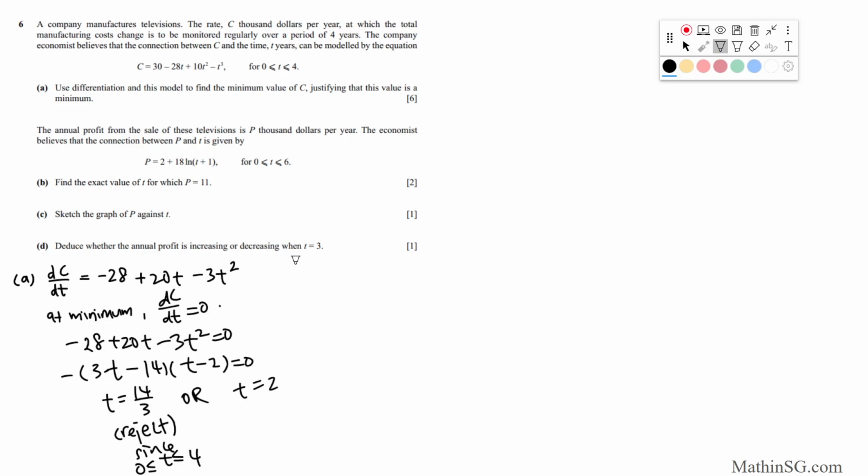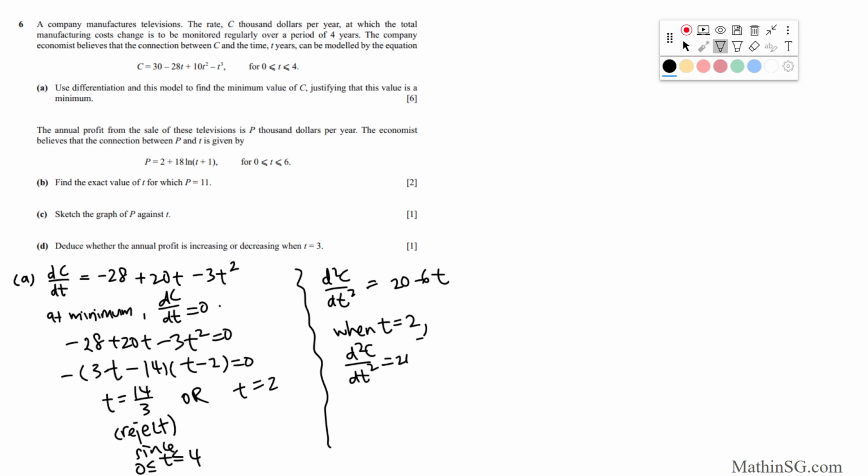So t equals to 2. Okay, so they want the minimum, right? And they want you to justify that this is a minimum. So we need to find d squared C over dt squared. So we need to differentiate this again. So we get 20 minus 6t. So when t equals to 2, d squared C over dt squared equals to 20 minus 6 times 2, which is 20 minus 12, which is 8, which is more than 0. So therefore, when t equals to 2, C is minimum.